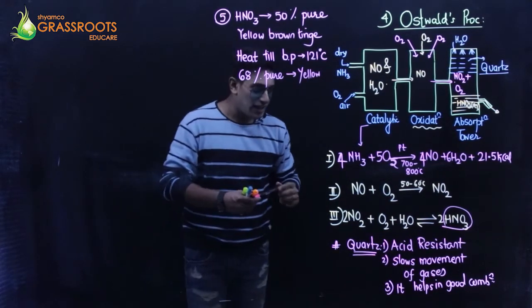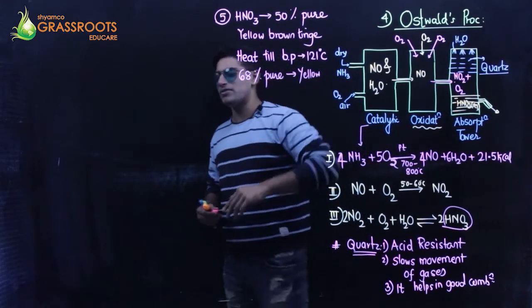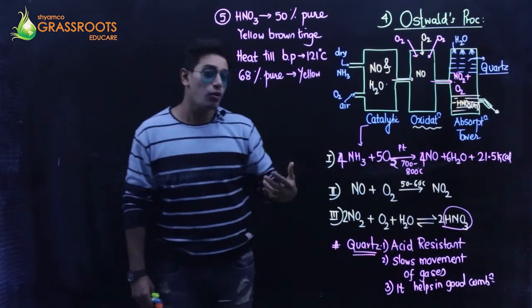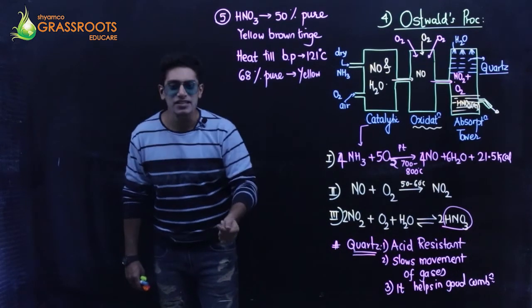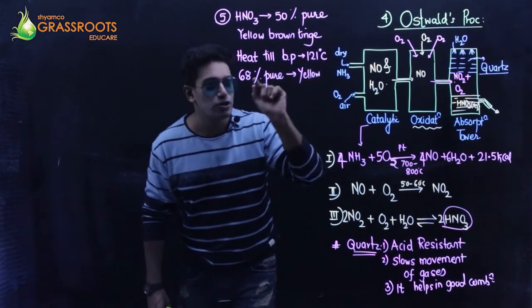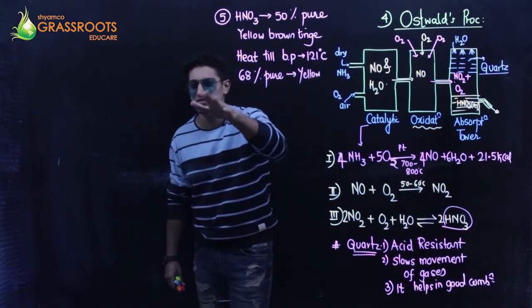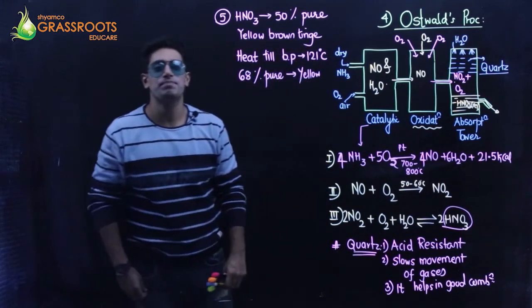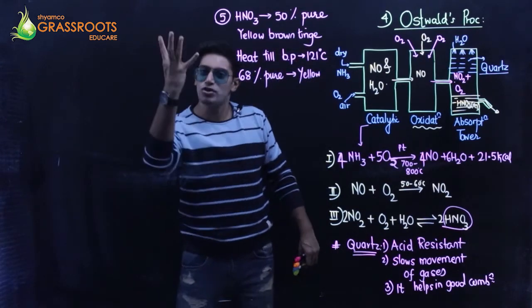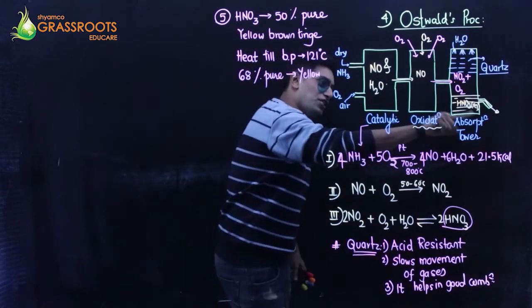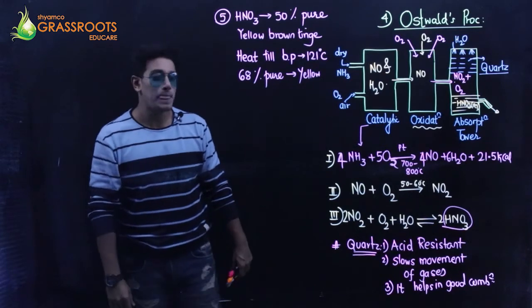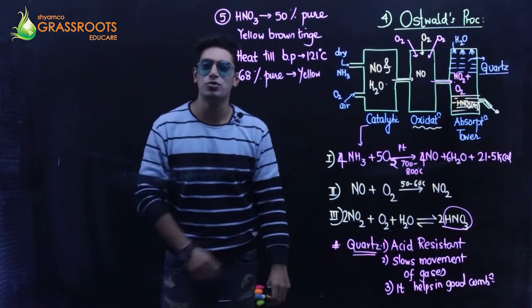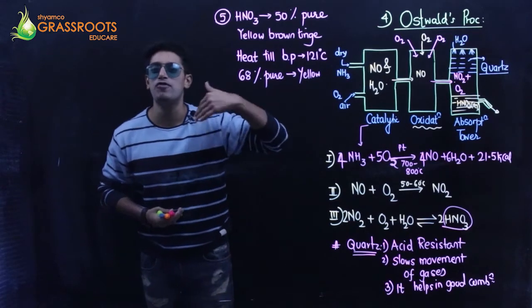So the HNO3 which I obtained from this lab method is only 50% pure and the color is a yellow brown tinge. If I want to purify it, I'm going to heat it. Up to what temperature? This, to get 68% pure, but again the purity is not up to my expectation. What if I heat it more than 121 degrees Celsius? Then you will get the vapors of HNO3. You won't get HNO3 liquid, you will get the vapors of HNO3, and those vapors have equal proportion of water and vapors of HNO3. So you won't get HNO3 aqueous, it's going to be a flop show.